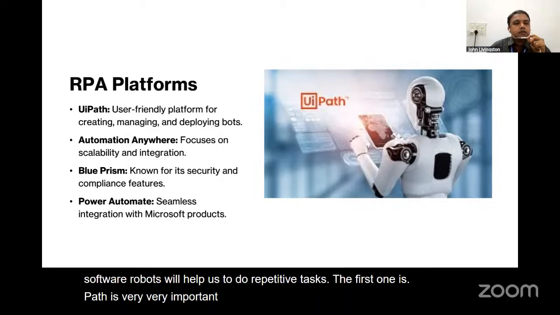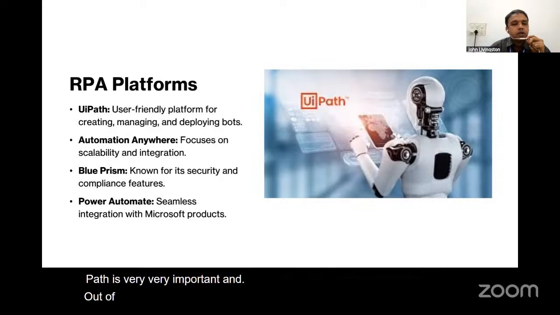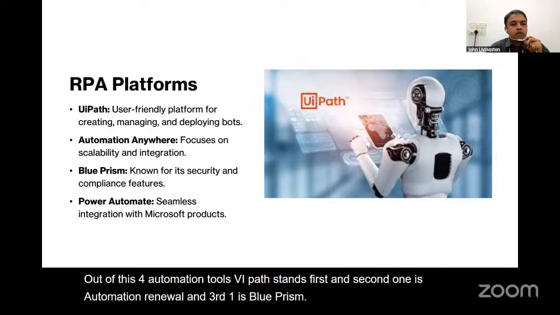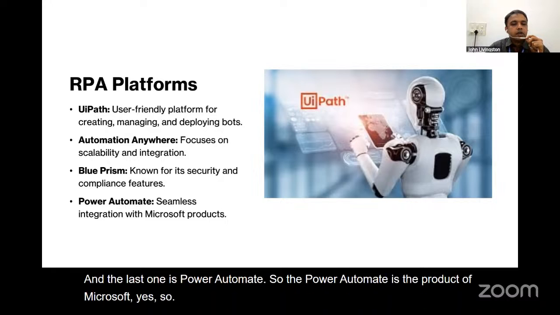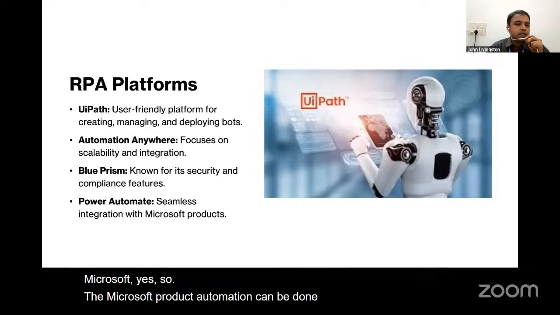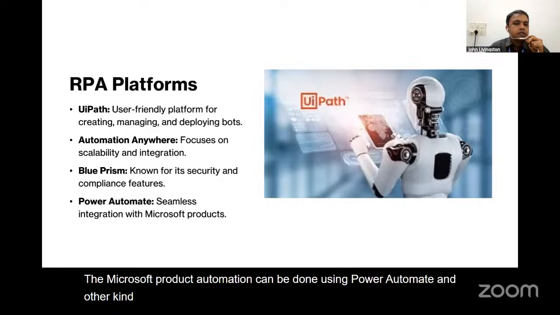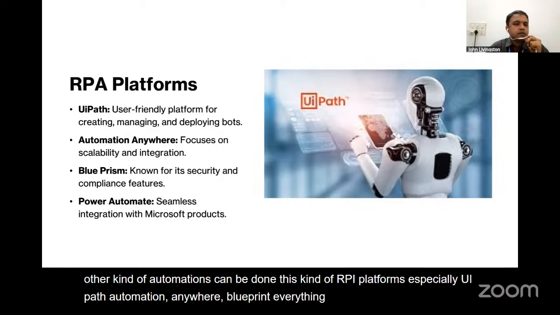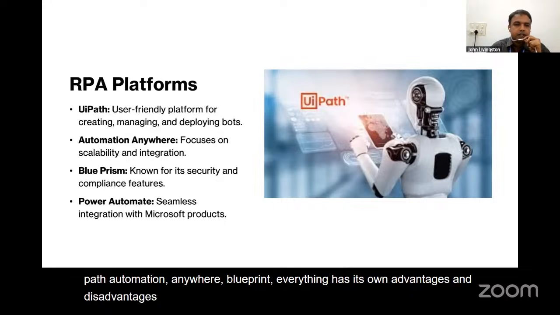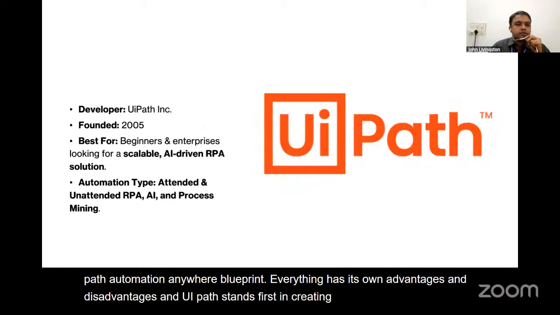Out of these four automation tools, UiPath stands first. The second one is Automation Anywhere, the third one is Blue Prism, and the last one is Power Automate. Power Automate is a product of Microsoft. Microsoft product automation can be done using Power Automate, and other kinds of automation can be done with these RPA platforms, especially UiPath, Automation Anywhere, and Blue Prism. Everything has its own advantages and disadvantages, and UiPath stands first in creating software robots.